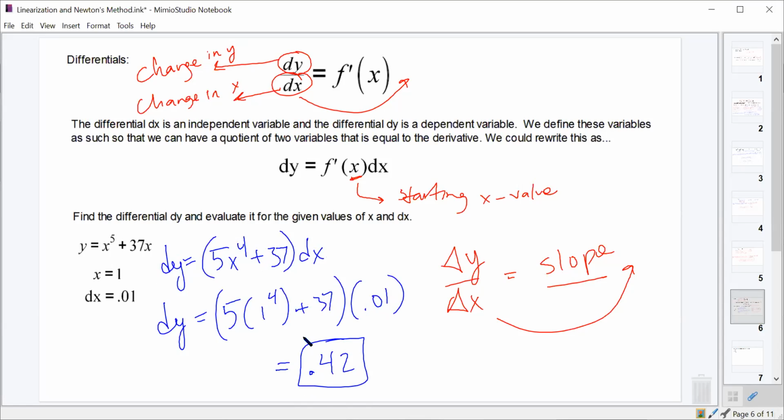So what this is saying is if our function is x to the 5th plus 37x and our x value goes from 1 to 1.01, our y value should increase by about 0.42. Good or no?